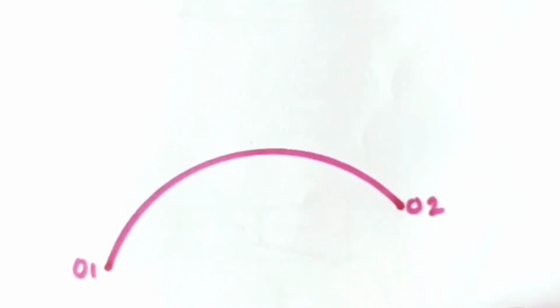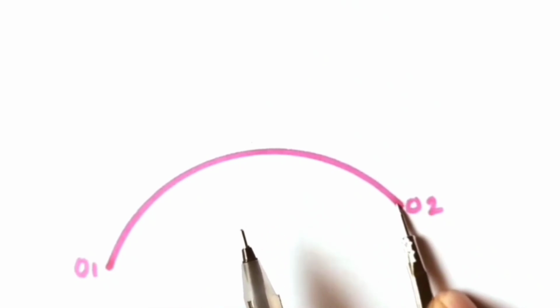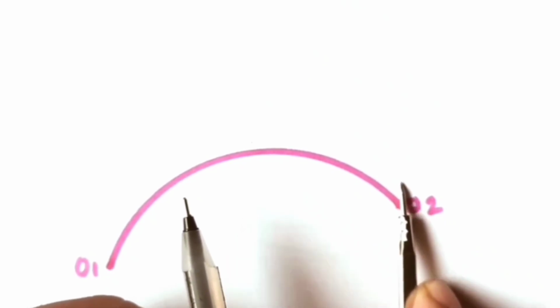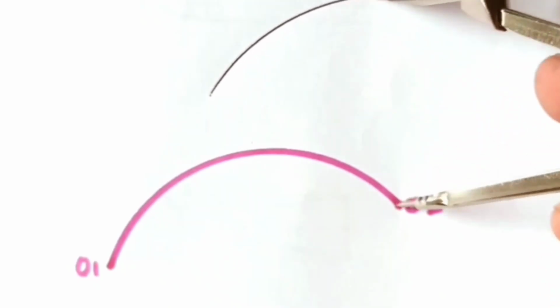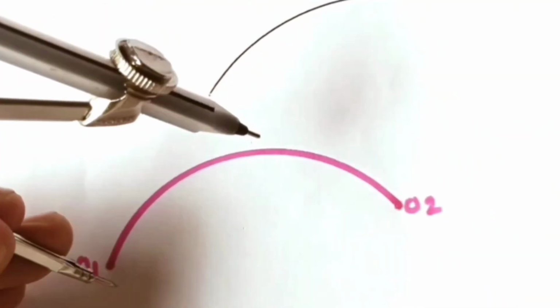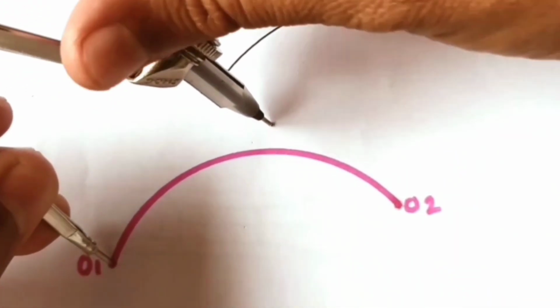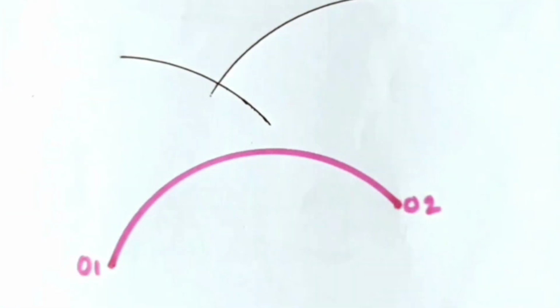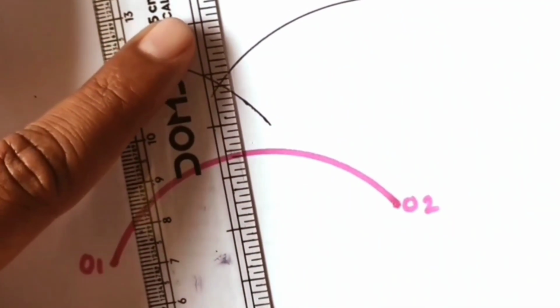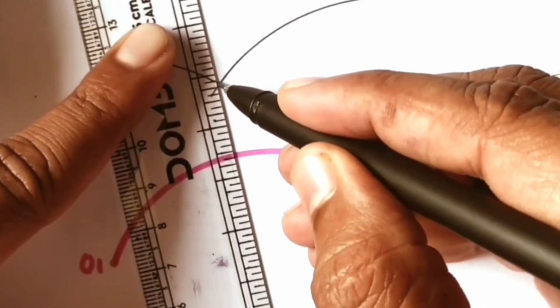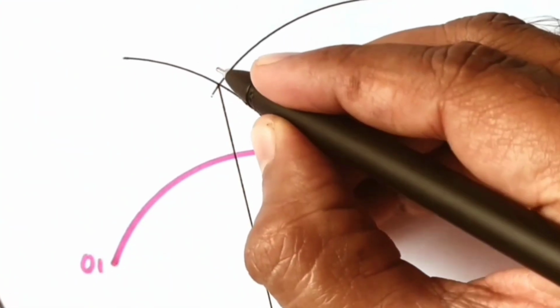Now with radius greater than half of O1O2, draw an arc from point O2 and point O1 to get the intersection point C1. Now join point C1 to point O. This line will divide an arc O1O2 into 2 equal parts.